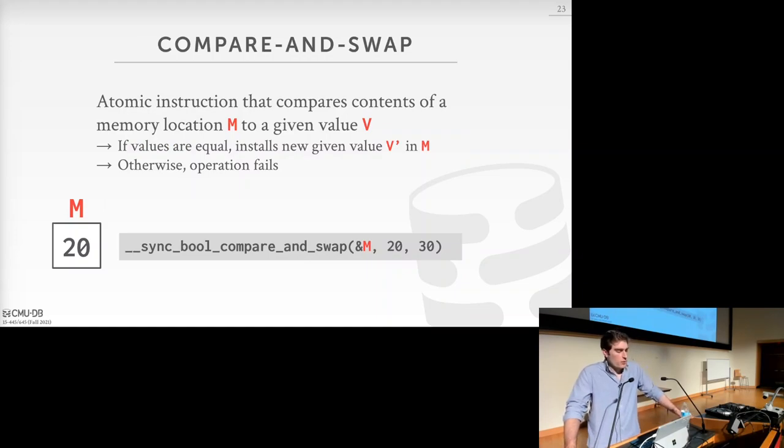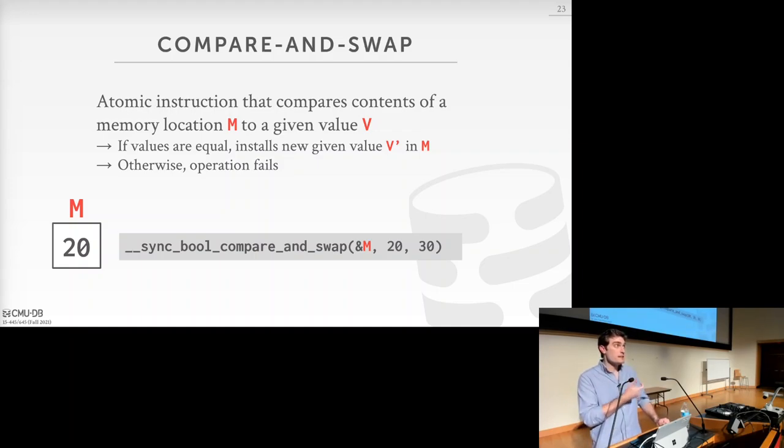Well, a compare and swap operation is an atomic hardware instruction that compares the contents of some memory location M to a given value V. There are two possible things that can happen. If the values are equal, if they match, then we're going to install the new given value V prime into M. Otherwise, the operation is going to fail. And this is going to be the basis of our test and set latch, which is going to spin in a loop, trying to test a value and then set the value at the memory location atomically until it succeeds. If it keeps failing, it's just going to keep spinning.